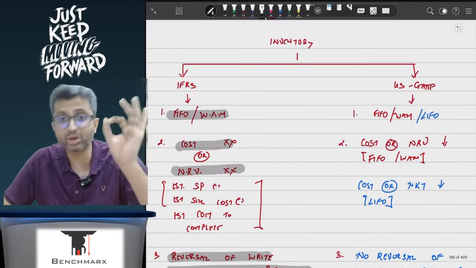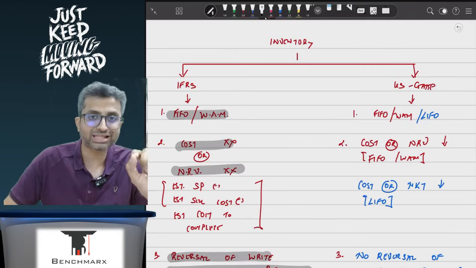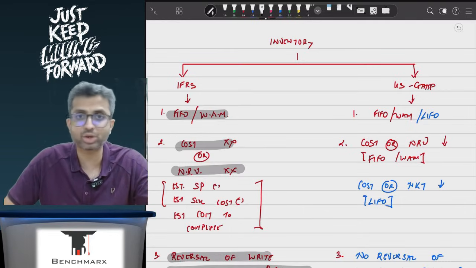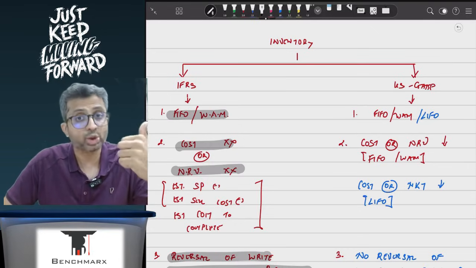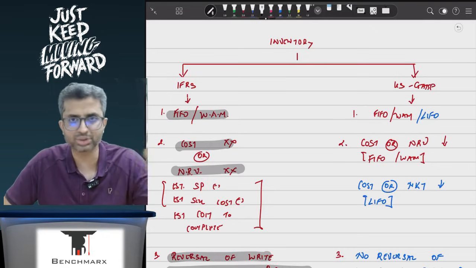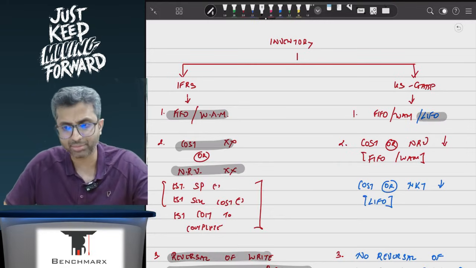So sir, what should we focus on? We should be focusing on US GAAP, and that is something which is important. So under US GAAP, inventory can be measured at cost, and then using either FIFO, which is fine, weighted average, which is fine, but also LIFO. LIFO is permitted under US GAAP.